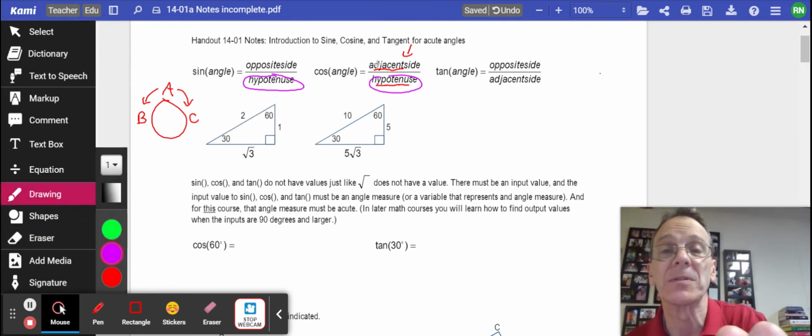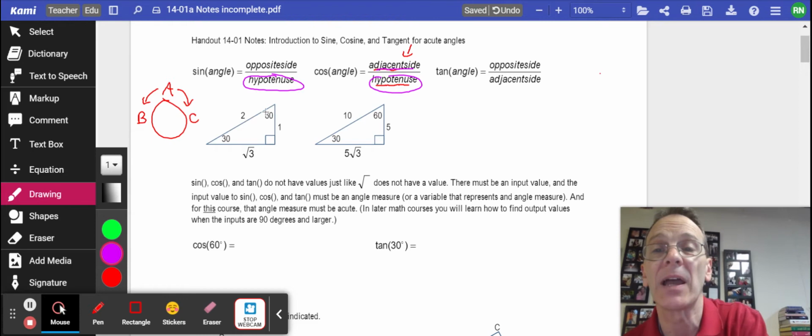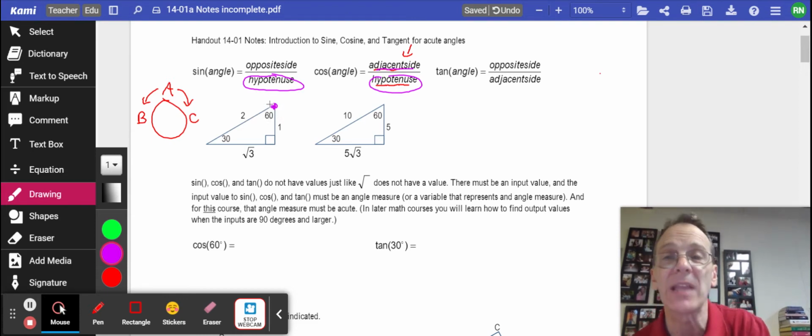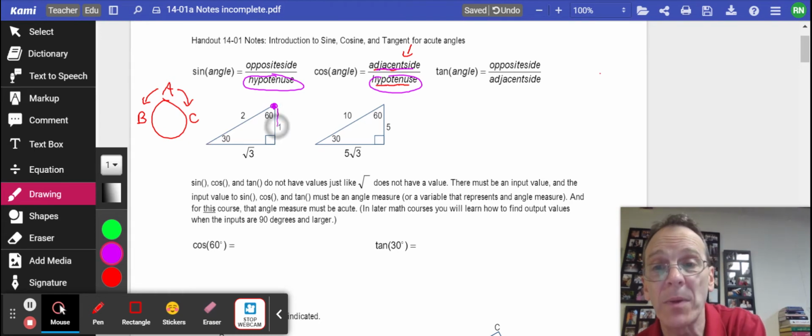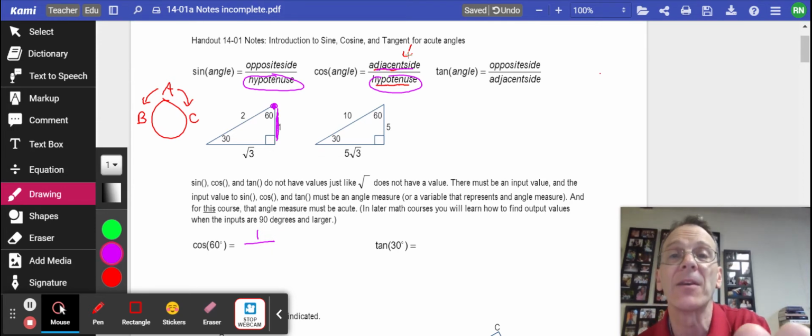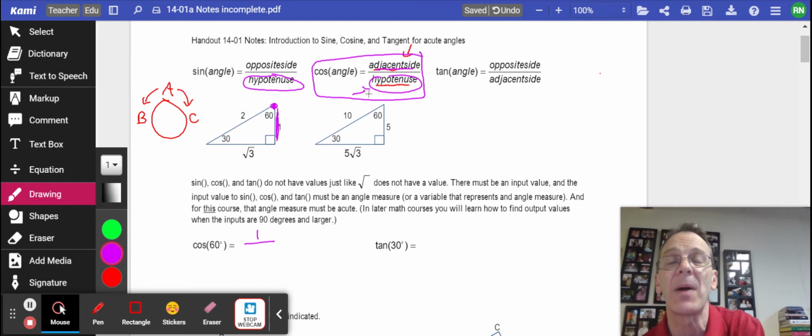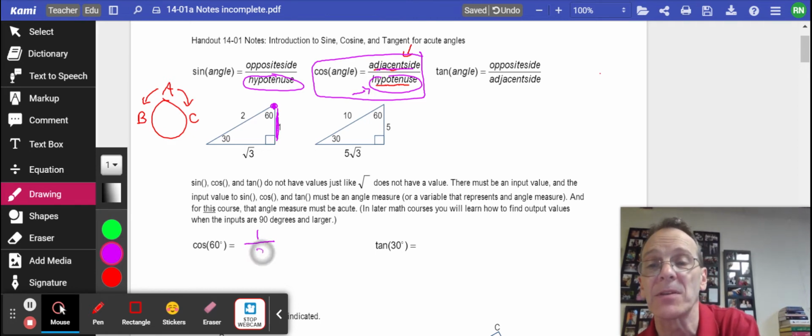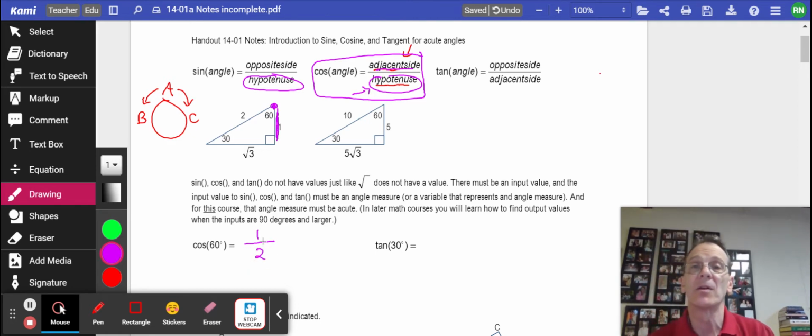cosine of 60 degrees, it is the adjacent side. Here's the 60-degree angle. We're standing right there at the vertex of the 60-degree angle. 2's the hypotenuse. It can't be the adjacent. 1 must be the adjacent side. And then divided by, here's the rest of the definition, divided by the hypotenuse length. And the hypotenuse length is 2.